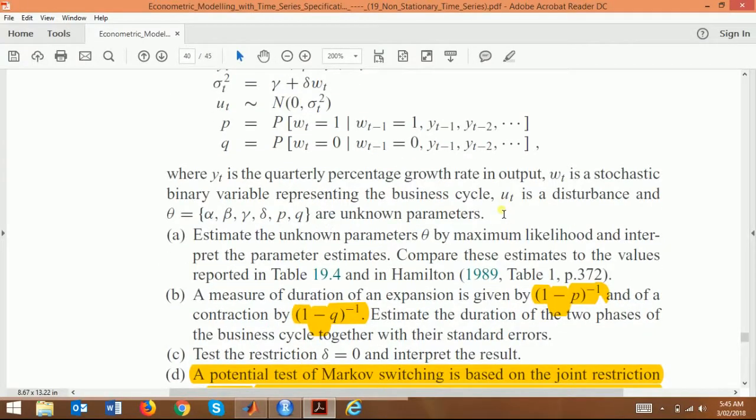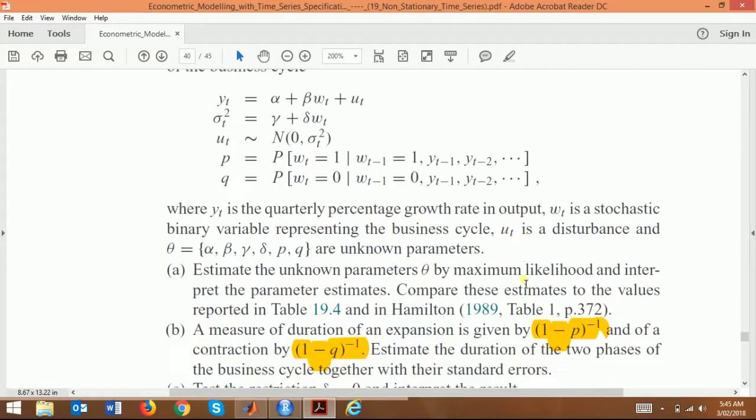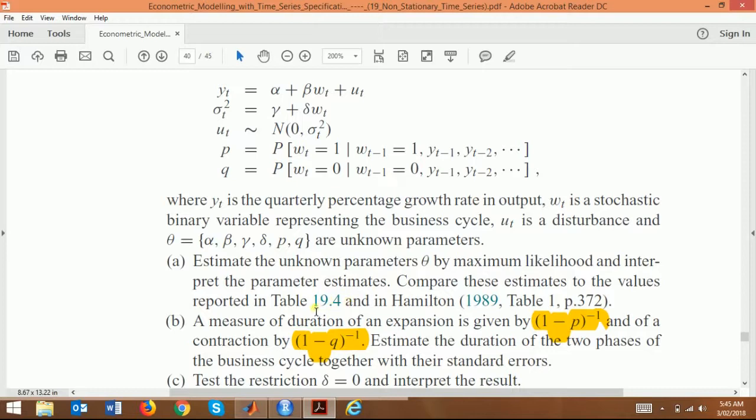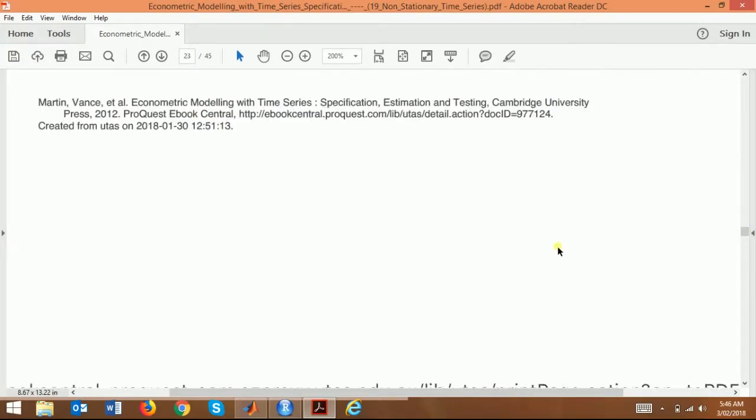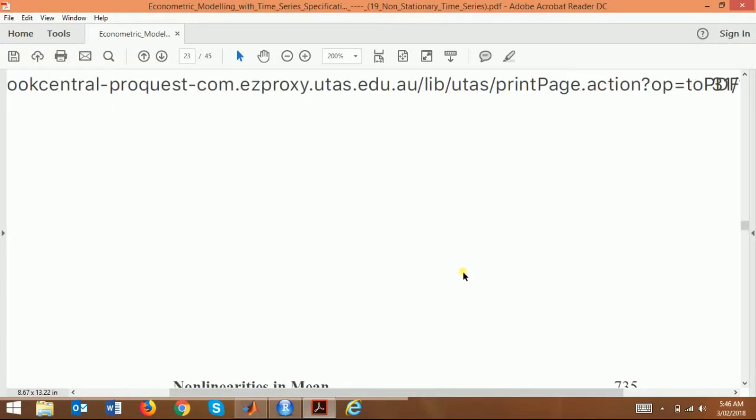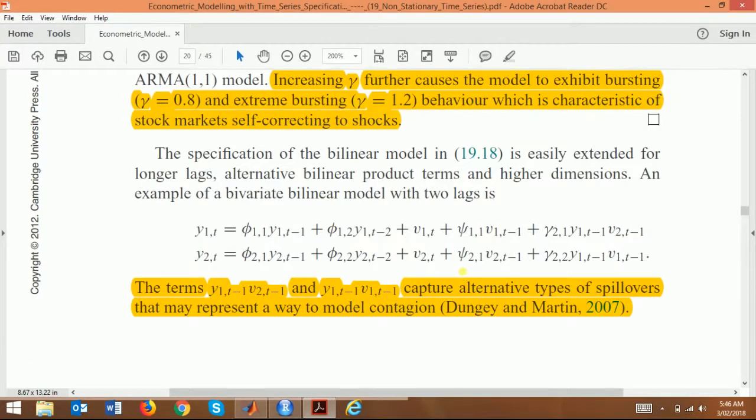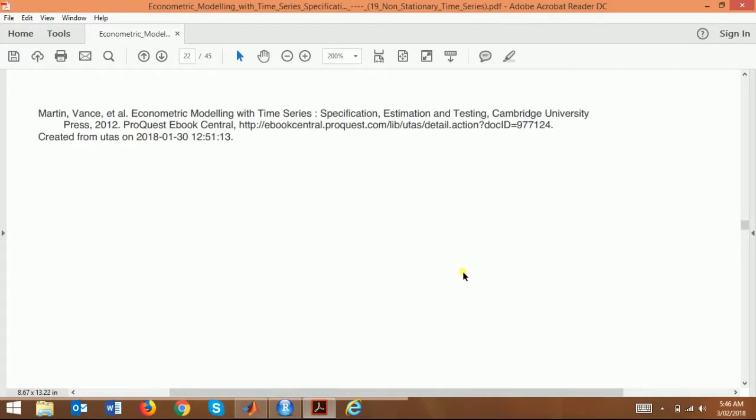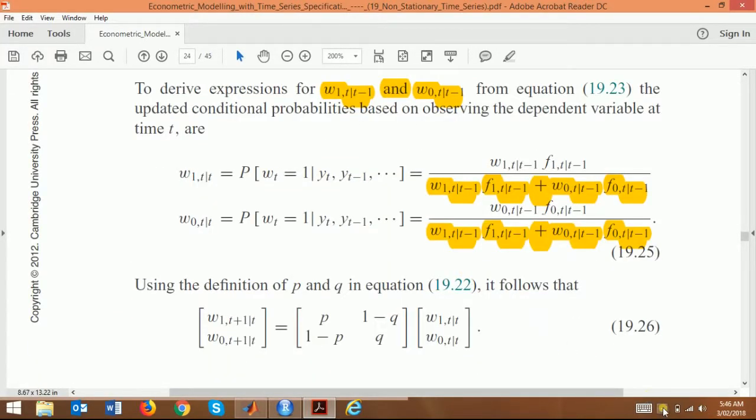So let me see if we have any questions from where we are getting the initial values. Table 19.4 in Hamilton. Basically this paper has the initial values that they are suggesting, or we can go to table 19.4. Somewhere around here there is a table that I don't remember where it is. This might not be that far. Okay, let me find the table first.